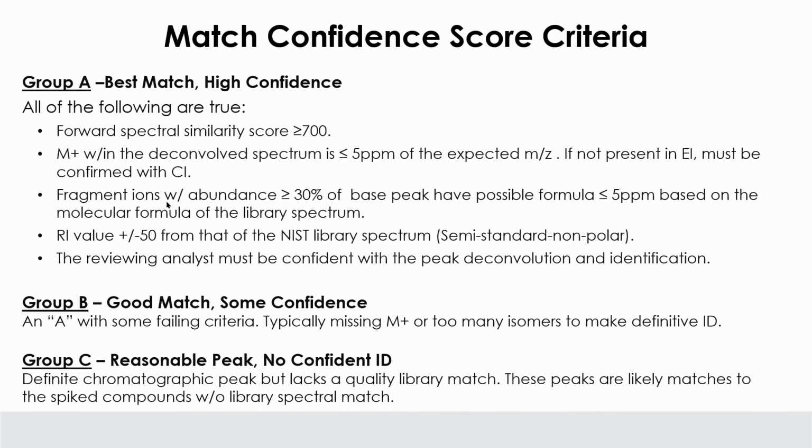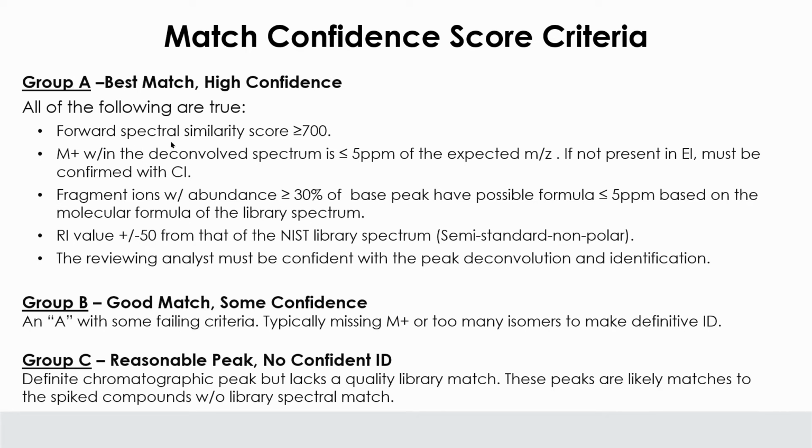All the fragment ions in the EI spectra that were at least 30% of the abundance of the base peak had to have a mathematically possible formula given the presumptive match's molecular formula. The idea here being that if you can't account for the pieces, then the overall formula must be wrong and your presumptive match must be wrong. If there was an RI value in the NIST library, then it had to be within 50 RI units. And then the last one was just that the reviewing analyst had to have high confidence that that match was as accurate as it could be.